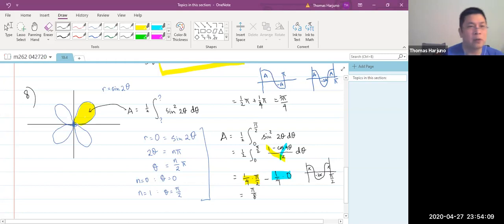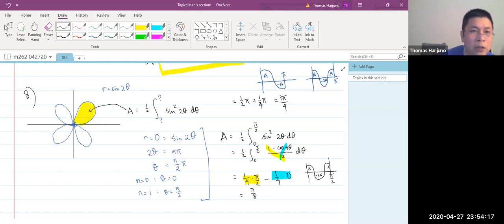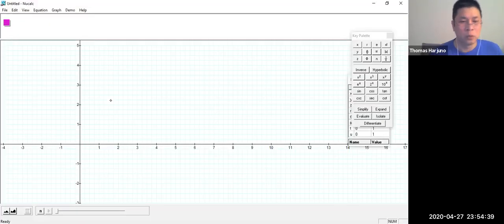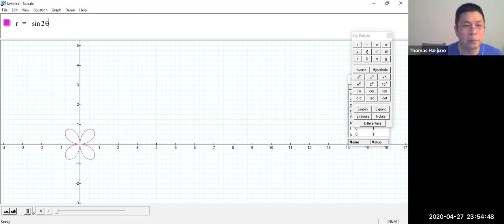8. Now, the purpose of doing number 8 is actually not to teach you the integral, but to focus more on how to find the limits of integration. But before I go even further, I need you to realize a couple of things about this number 8. Let me bring your attention to my graphing software. What we had earlier was sine 2 theta. That's what it looks like.